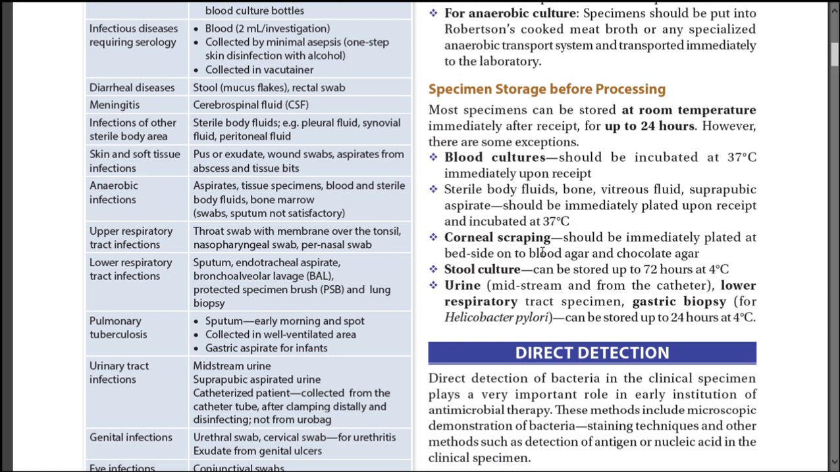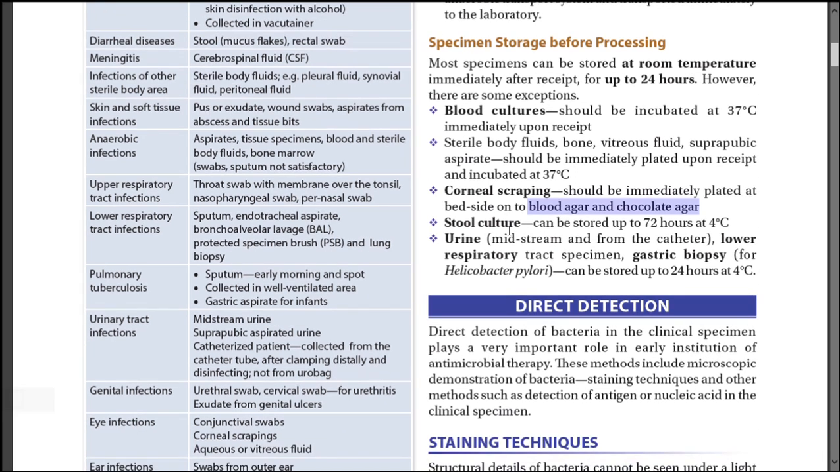Corneal scraping: the cornea sample should be immediately plated at the bedside onto blood agar and chocolate agar. So this is the medium on which the corneal sample is stored. Next, stool culture can be stored up to 72 hours at 4 degrees Celsius. Urine, lower respiratory tract specimens and gastric biopsy samples can be stored up to 24 hours at 4 degrees Celsius.